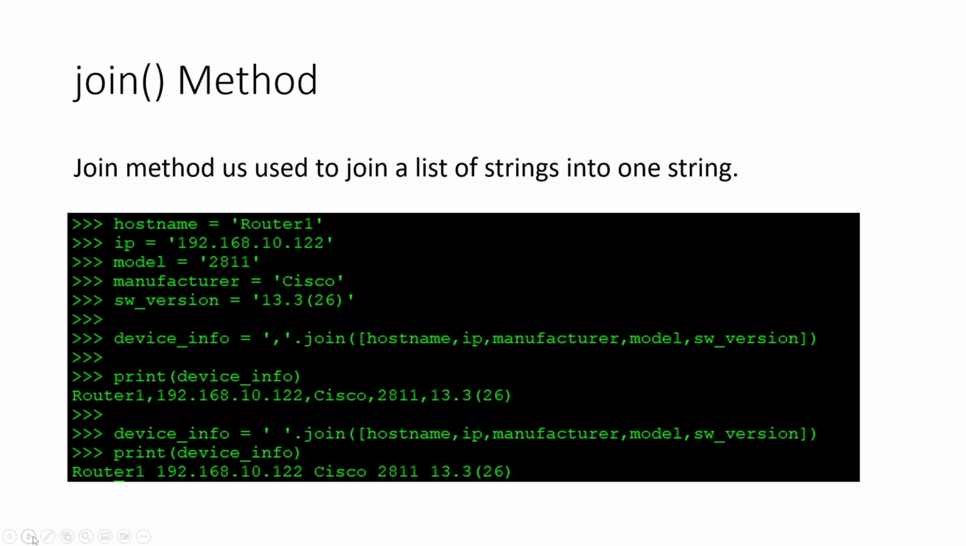The join method is another way to concatenate strings, essentially. So we've got 5 variables here, and I'm going to join them. In this syntax, I'm putting the separator in here. So between every variable I join, I'm going to put a comma, and I'm going to create a list of all of the values that I join. And when I create the device info variable, it looks like this. I've got the host name, IP, manufacturer, and they are all comma separated.